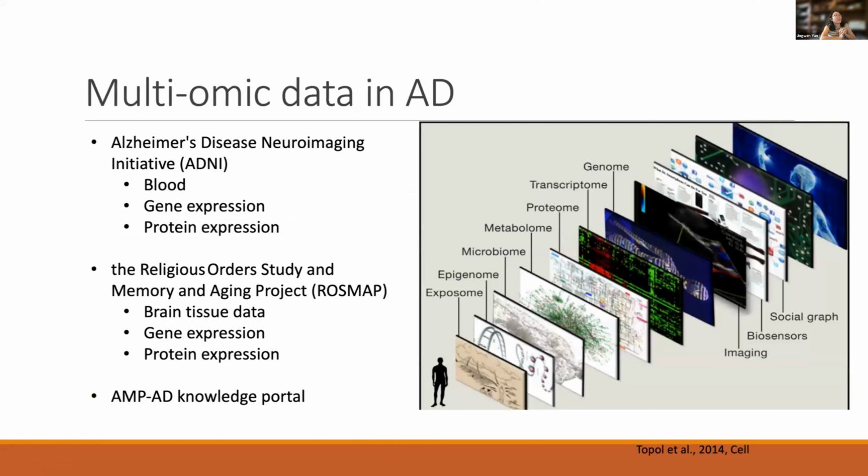On the other hand, we have a lot of multi-omic data in addition to this genetic variation. We have a lot of multi-omic data collected for Alzheimer's disease research, like these.